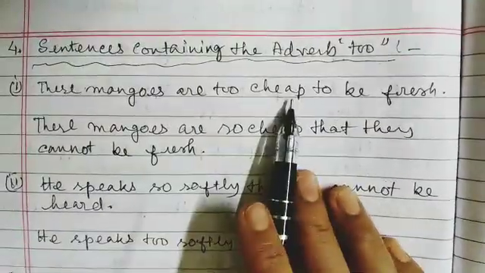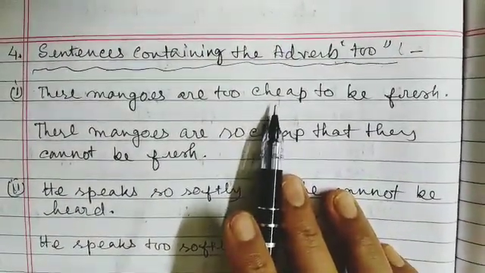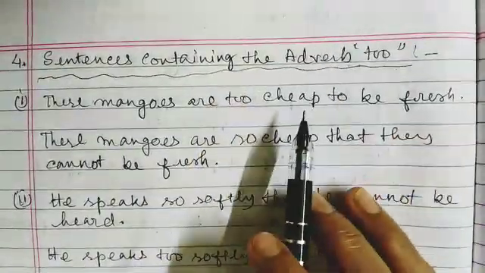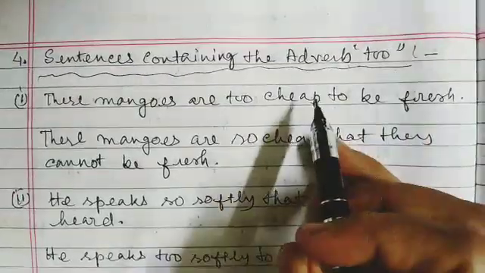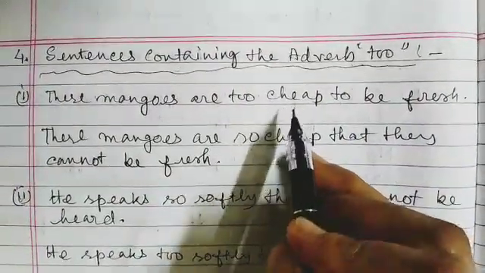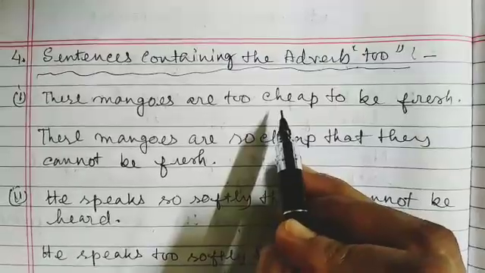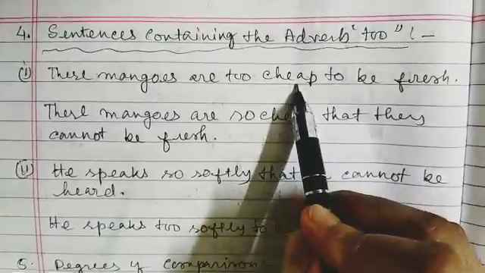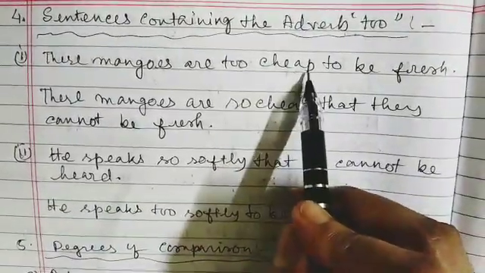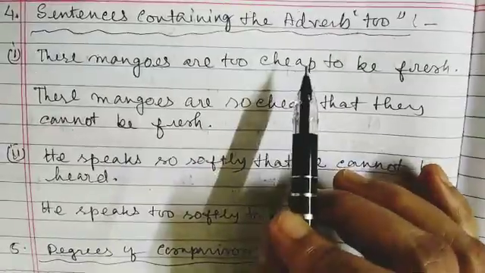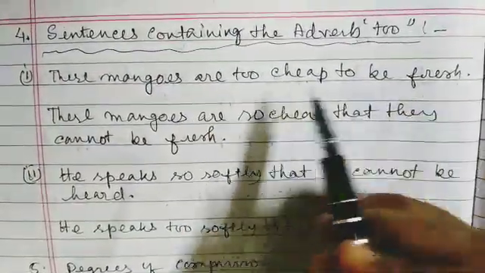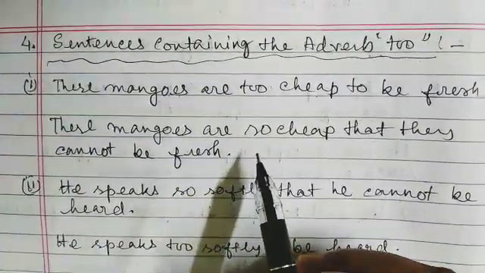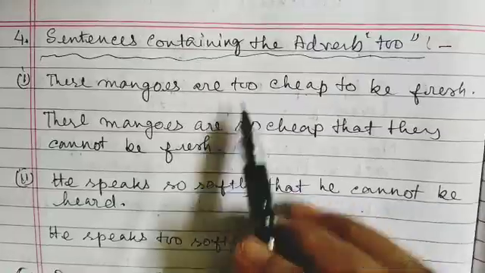What is the meaning of this sentence? The meaning of the sentence is, the mangoes are so cheap that they cannot be fresh. Cheap mangoes are not expected to be fresh. So this is the fact the sentence wants to tell us. These mangoes are very cheap, and very cheap things cannot be good or proper to be fresh. So we have to write the fact when we are going to remove the too.